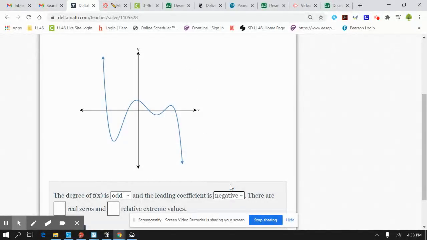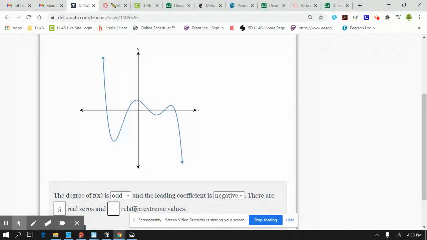So this is negative. And there are blank real zeros. The real zeros are x-intercepts. So I've got 1, 2, 3, 4, 5 x-intercepts. That means there are 5 real zeros.